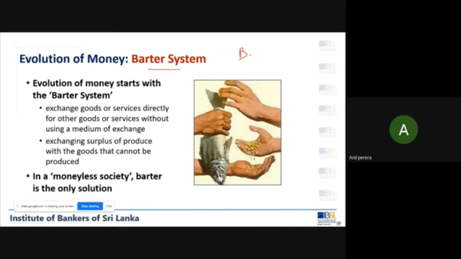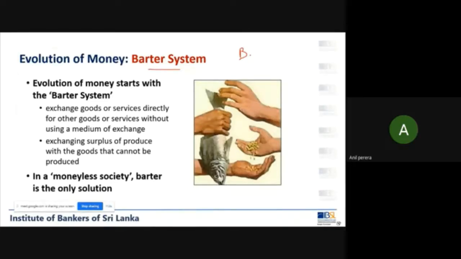But that doesn't mean that we don't have money in that particular society or in relation to that particular transaction. You may have money, but you prefer to have goods exchanged. In the past, it was not the case. There was no money and barter was the only solution. In a moneyless society, barter was the only solution.